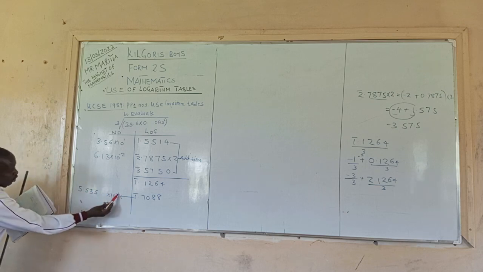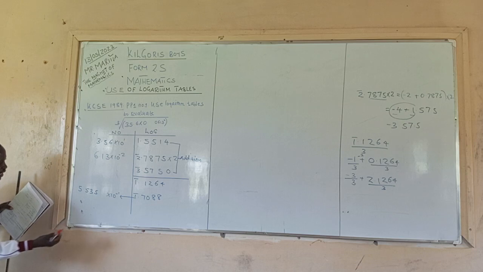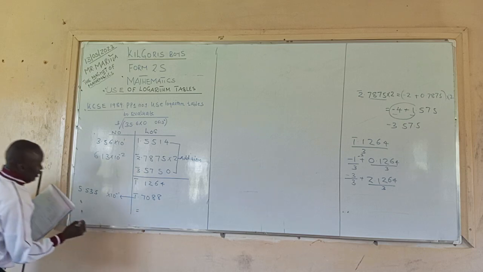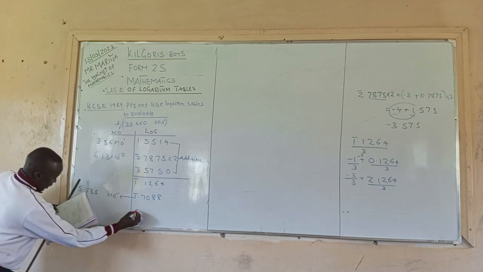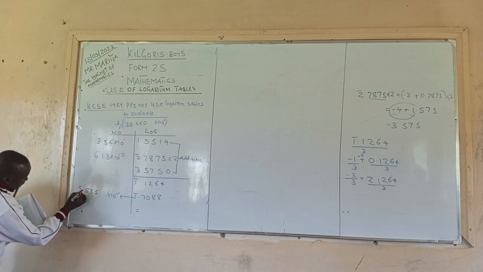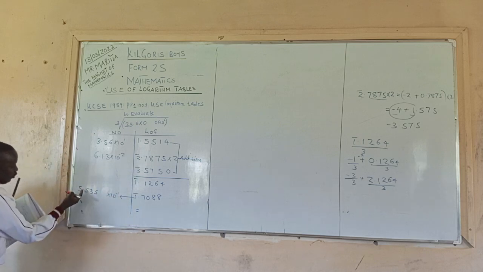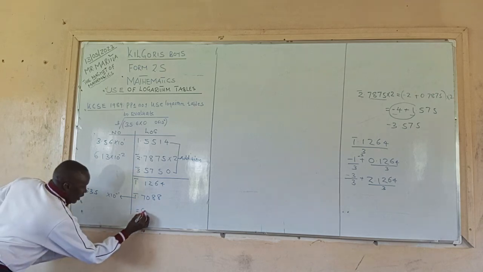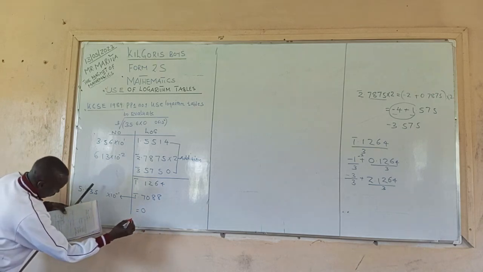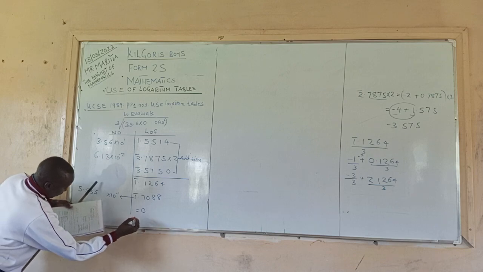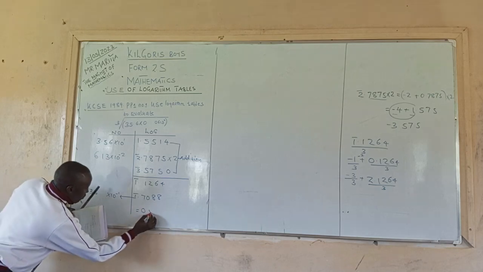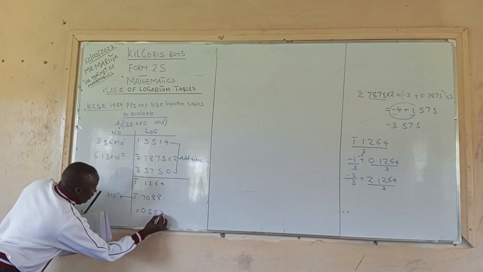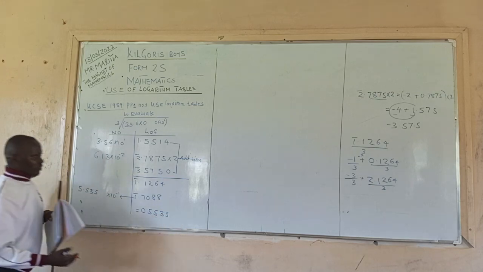So if you count one decimal place, this one is a negative, and that will give us the final answer as if you are counting. We have a decimal place here and we have a negative, so we count one decimal place. So this one gives us 0.0553 as the final answer.